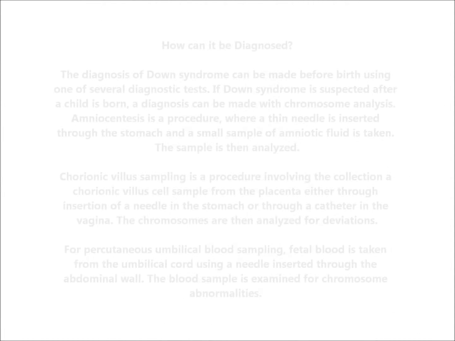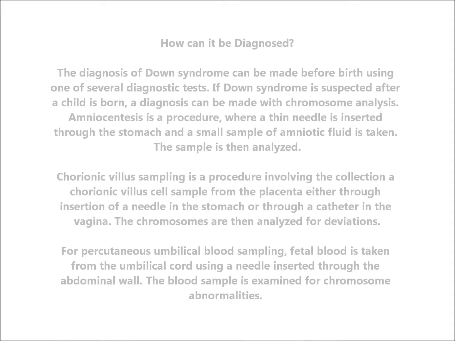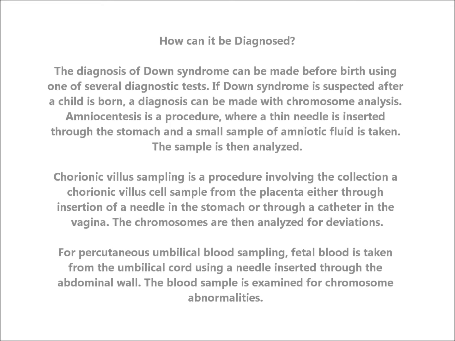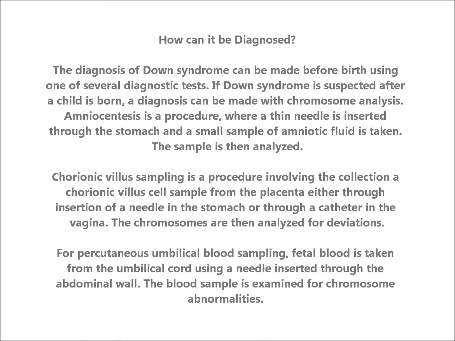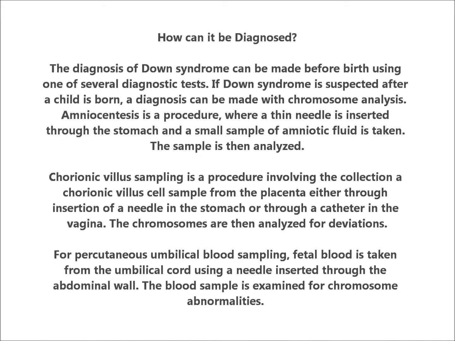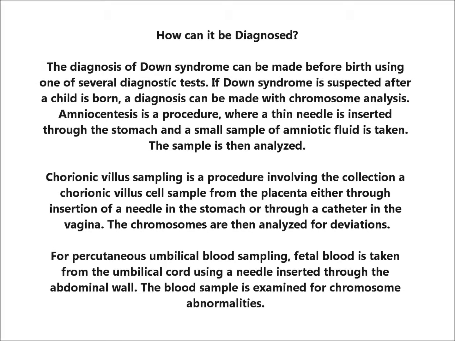How could it be diagnosed? The diagnosis of Down syndrome can be made before birth using one of several diagnostic tests. If Down syndrome is suspected after a child is born, a diagnosis can be made with chromosome analysis. Amniocentesis is a procedure where a thin needle is inserted through the stomach and a small sample of amniotic fluid is taken. The sample is then analyzed.